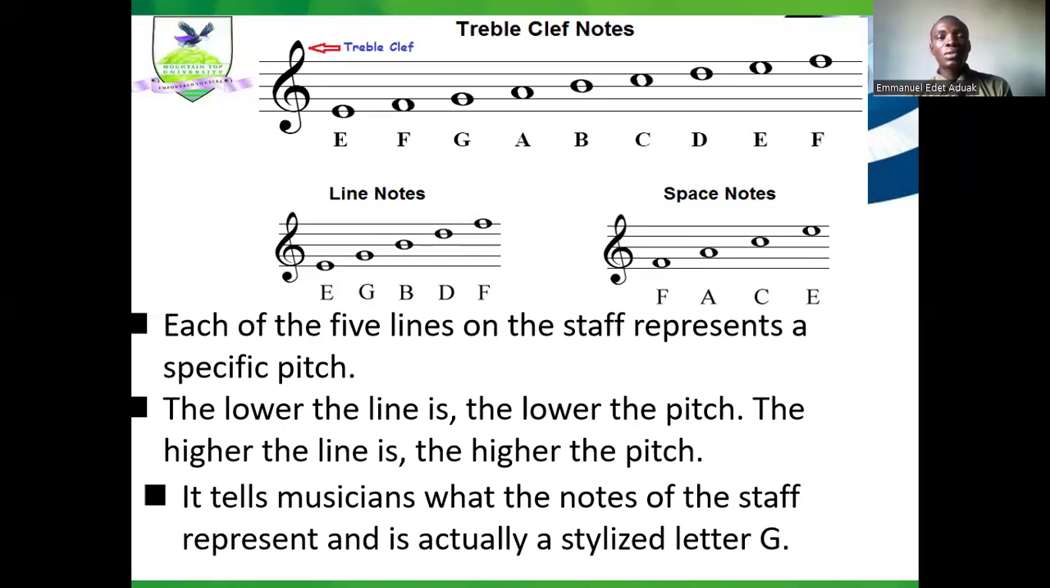So questions you can be expecting from here is, you may be asked in treble staff, what is the letter name of space 3? Space 3 is C. In treble staff, what is the letter name of line 1? Line 1 is E.